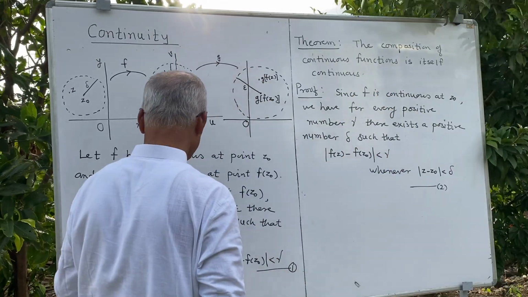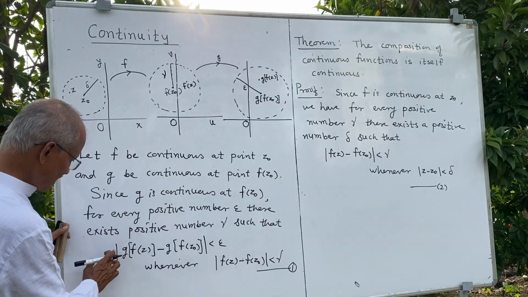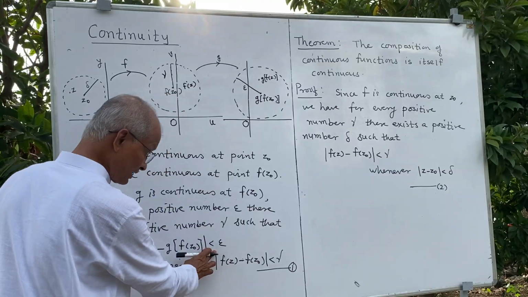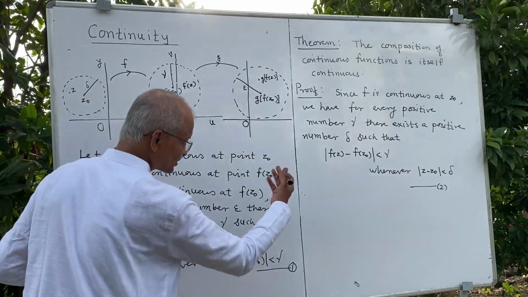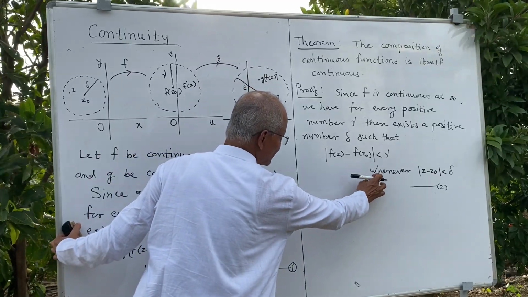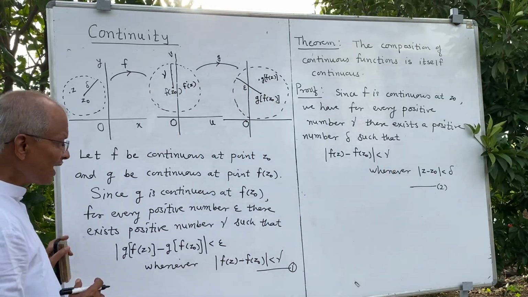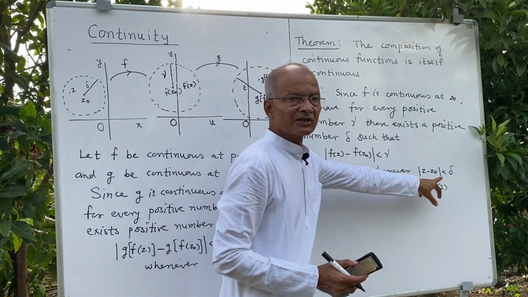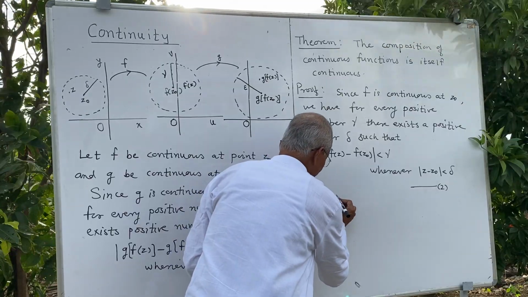We now combine 1 and 2. Statement 1 says the absolute difference of g of f of z minus g of f of z naught is less than epsilon whenever the difference of f of z and f of z naught is less than gamma, and this happens whenever mod z minus z naught is less than delta. So, combining statements 1 and 2, this difference is less than epsilon whenever mod z minus z naught is less than delta.